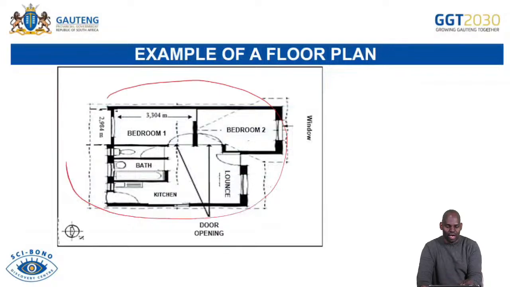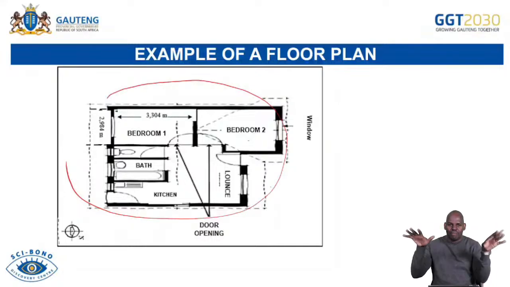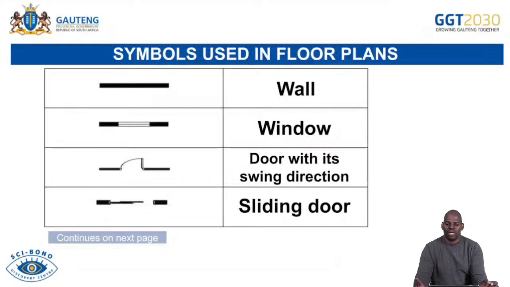In this case, we can see the features of a bathroom. You can see the features of a kitchen. Unfortunately, the features of the bedroom and the lounge are not indicated. But in some cases, you see the house from above with all the features, with the arrangement of all the furniture in the house. That will be a floor plan. The symbols that I referred to might differ slightly from what the examiner will give you, but in most cases, the examiner will give you the symbols and their meaning.